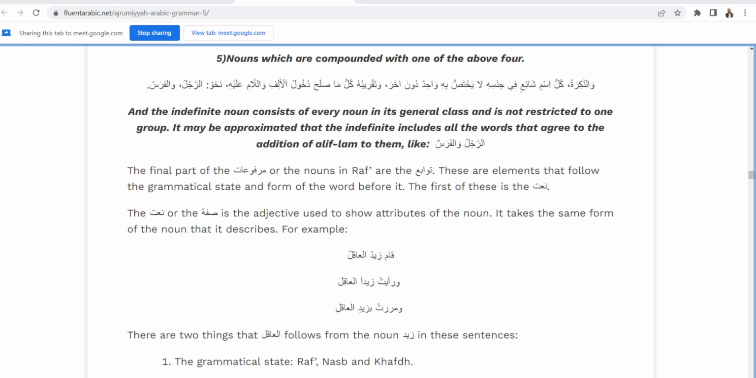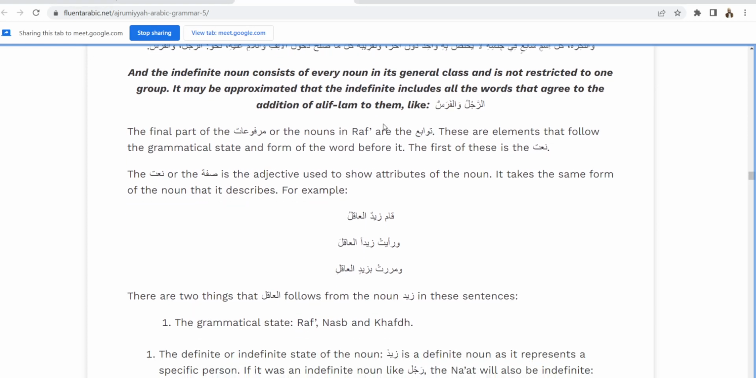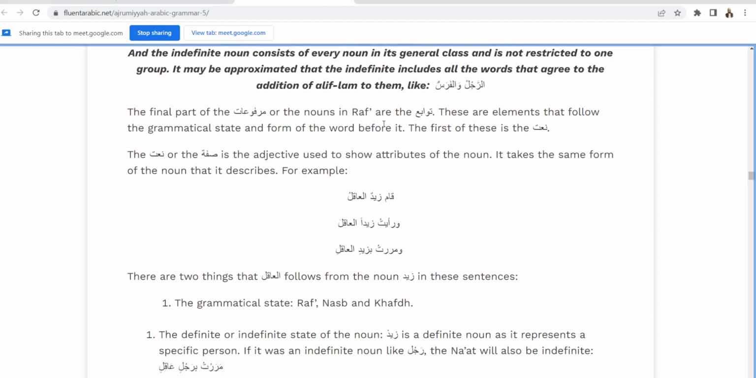And the indefinite noun consists of every noun in its general class and is not restricted to one group. It may be approximated that the indefinite includes all the words that agree to the addition of alif lam to them, like ar-rajulu wal-farasu. The final part of the marfu'at, or the nouns in raf state, are the tawabi'.